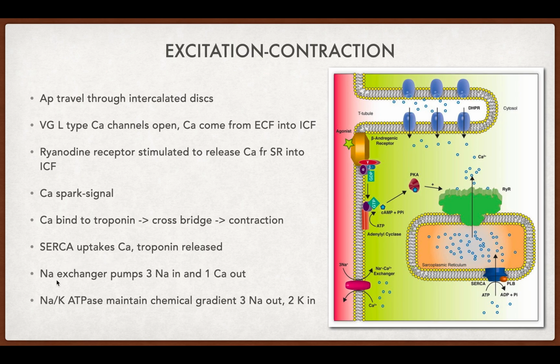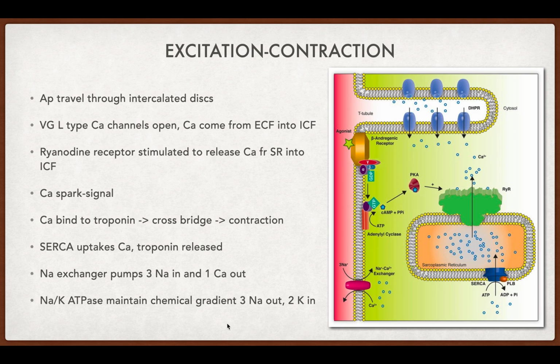The sodium-calcium exchanger will pump 3 sodiums in during the repolarization phase and 1 calcium out. So that allows the contraction to end. Once the calcium has run out, contraction ends. The cell is now repolarized at threshold, ready to fire again.